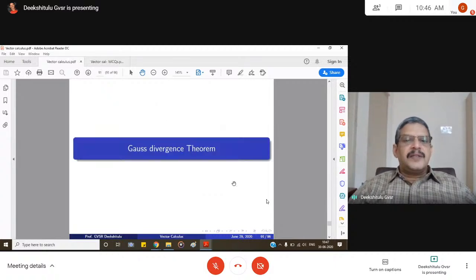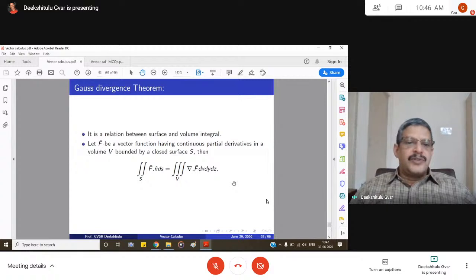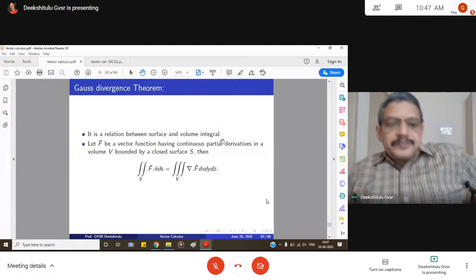And the last theorem that we have is the Gauss divergence theorem. Till now we have considered the relations between surface integrals and line integrals. Gauss divergence is a relation between surface integrals and volume integrals in space, that means three-dimensional regions.